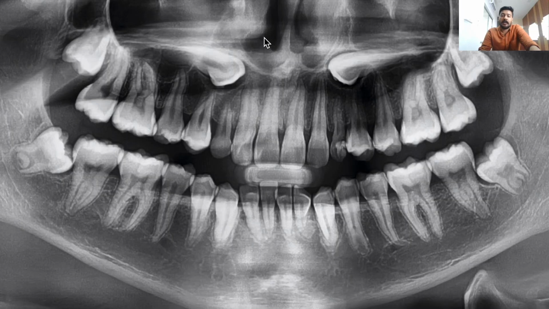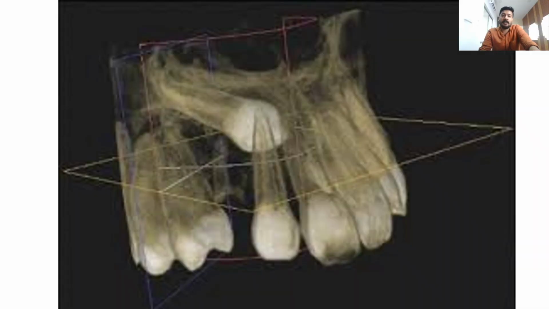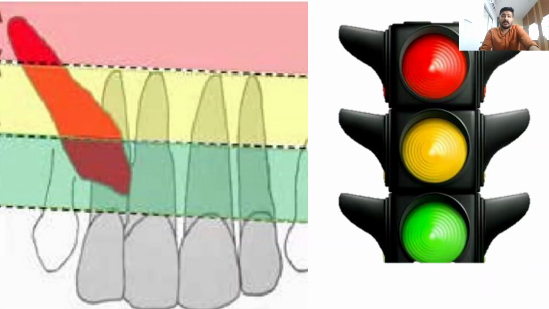But we are in the age of digital dentistry, and our diagnostic aids have improved over time. And OPG is no more the gold standard. A CBCT would always help to identify the location of the impacted canine better. Also, this is a graph which shows that as the height increases, the difficulty also increases severely. We can compare it to a traffic signal light, which shows green, yellow, and red.